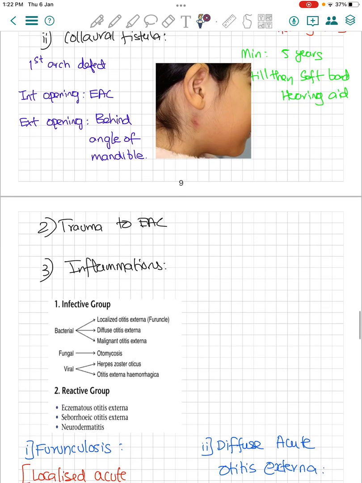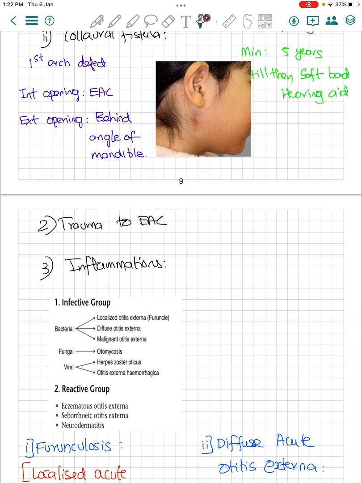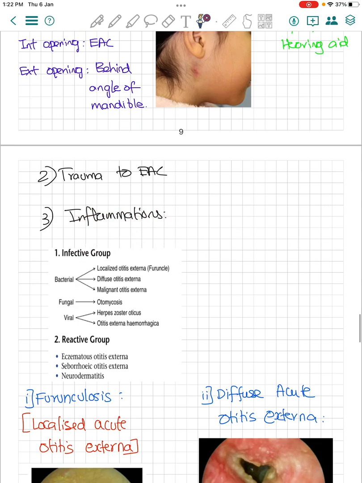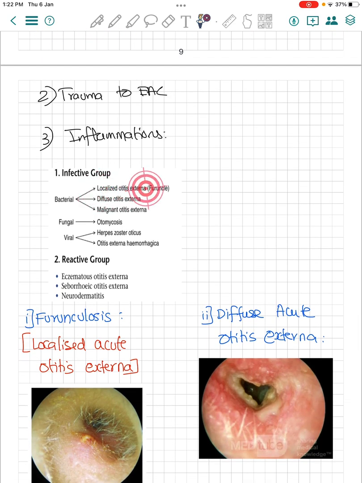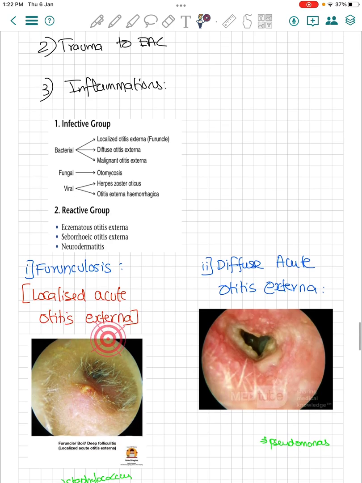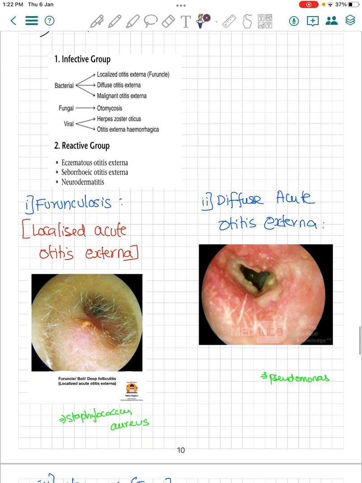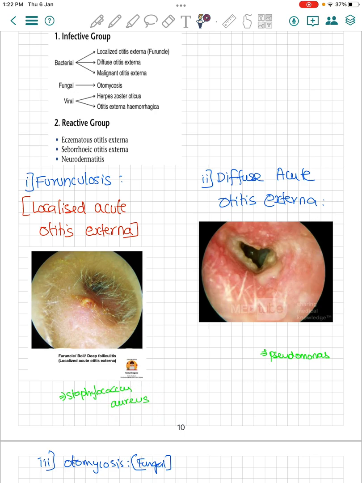Okay guys, then trauma to the EAC can occur. Then inflammations can occur, which can be infective or non-infective or reactive. In the infective group, there is bacterial, this is localized otitis externa and diffuse otitis externa. The localized otitis externa is due to furunculosis. It is caused by Staph aureus infection. Staph aureus infects a hair follicle. The glands get affected and it is localized to an area.